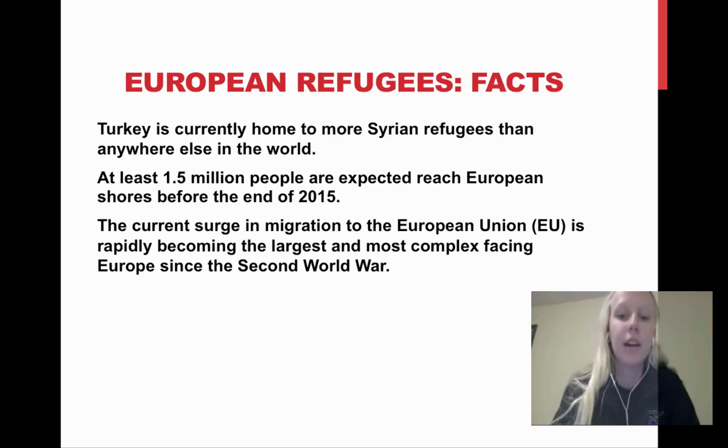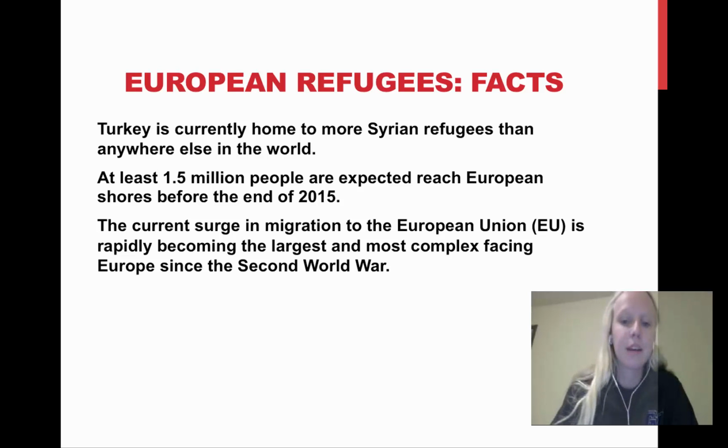There are some particularly jarring facts about refugees, especially ones who have learned to call Europe their second home. So just a couple right here. Turkey is currently home to more Syrian refugees than anywhere else in the world. At least 1.5 million people are expected to reach the European shores before the end of 2015, which actually happened.